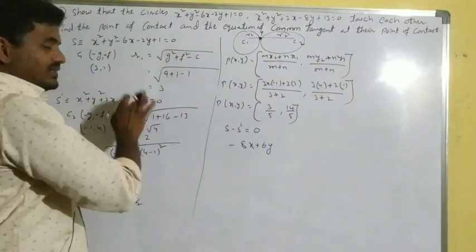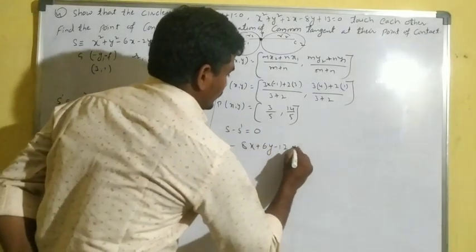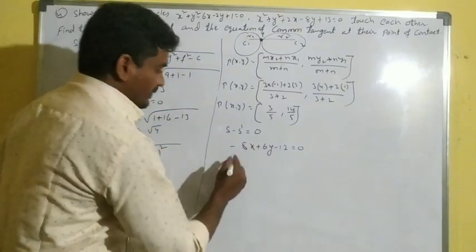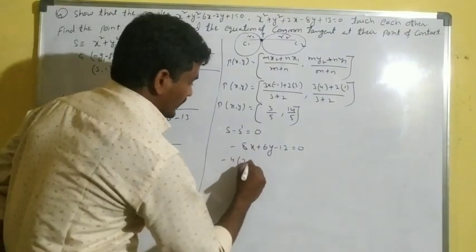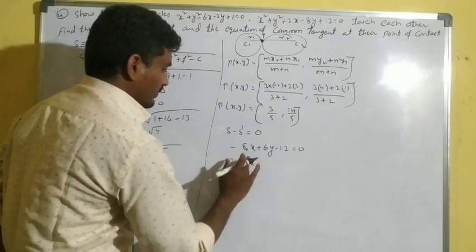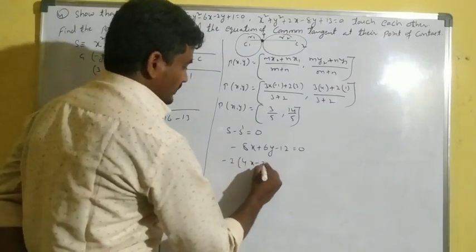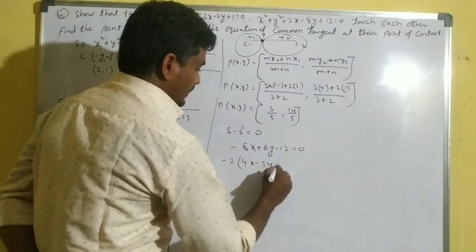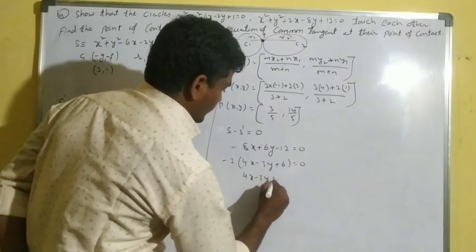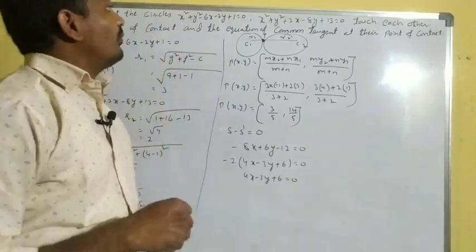Next, 1 minus 13 equals minus 12, equals 0. Here I am taking minus 4 as common. So 2x, sorry, minus 2 I am taking common. 4x, and here is minus 3y. Here is plus 6 equals 0. Finally, we get 4x minus 3y plus 6 equals 0. This is the common tangent for both circles.